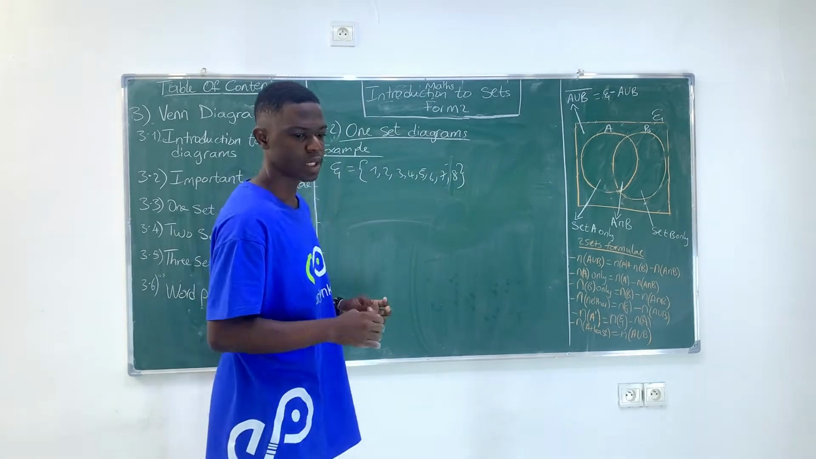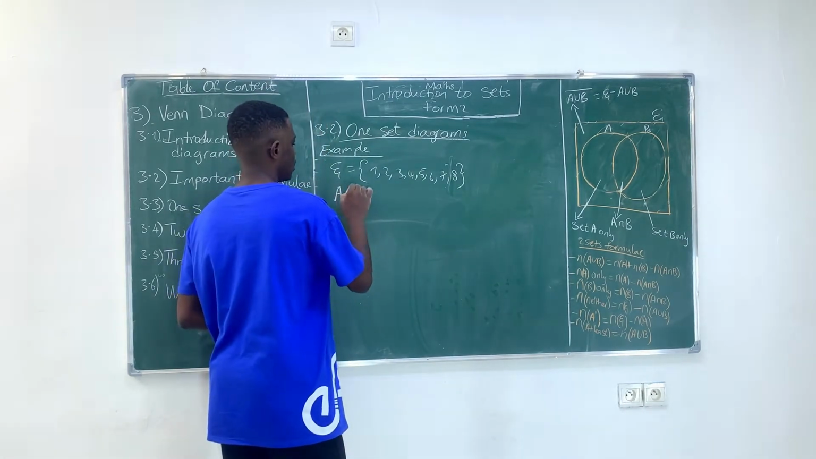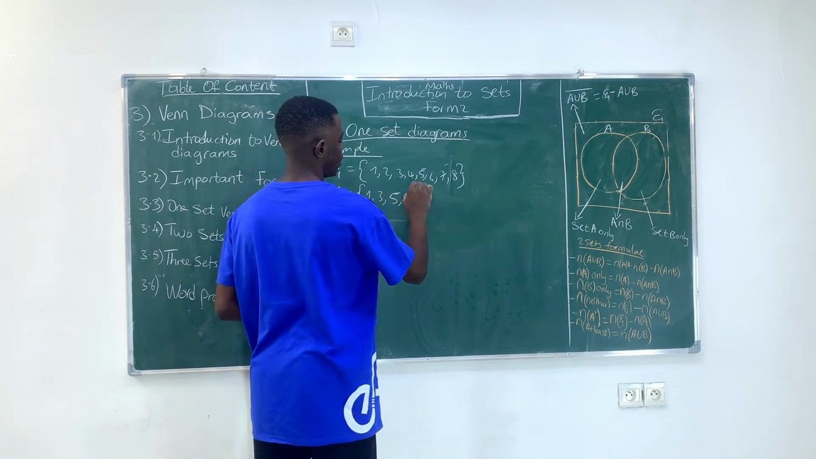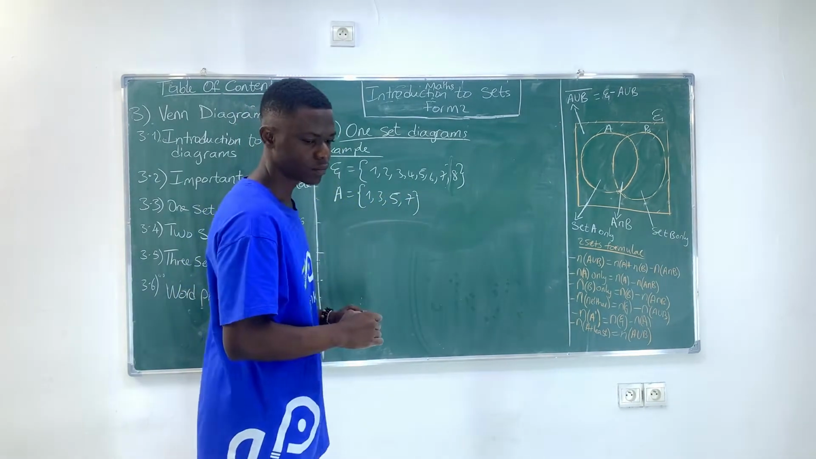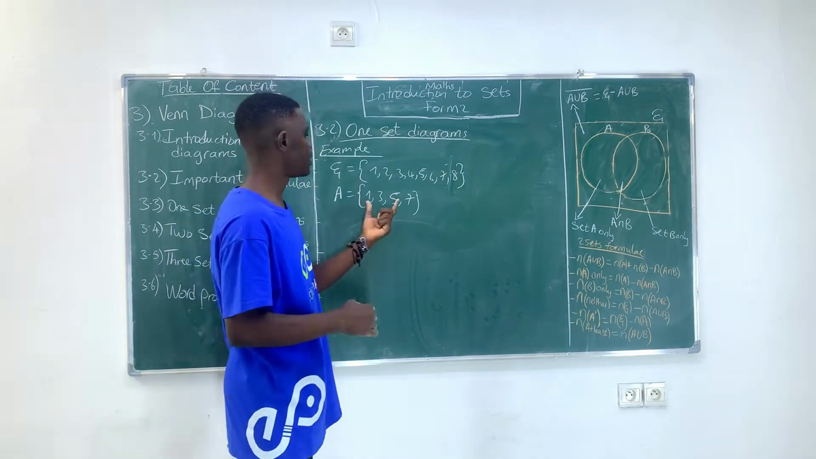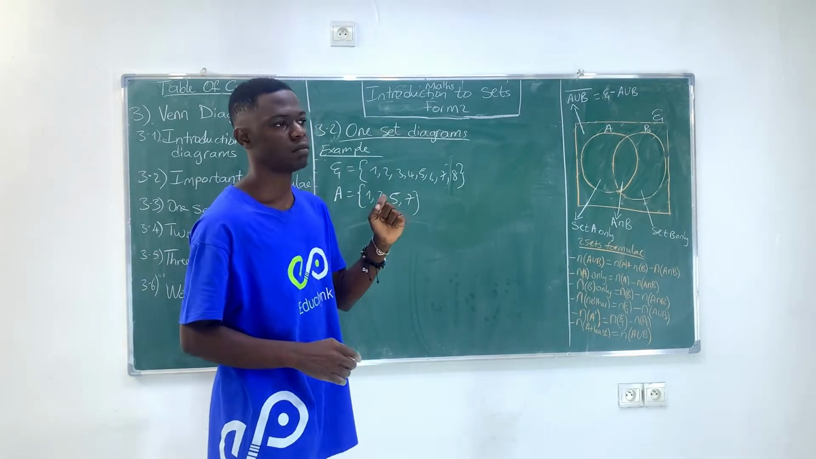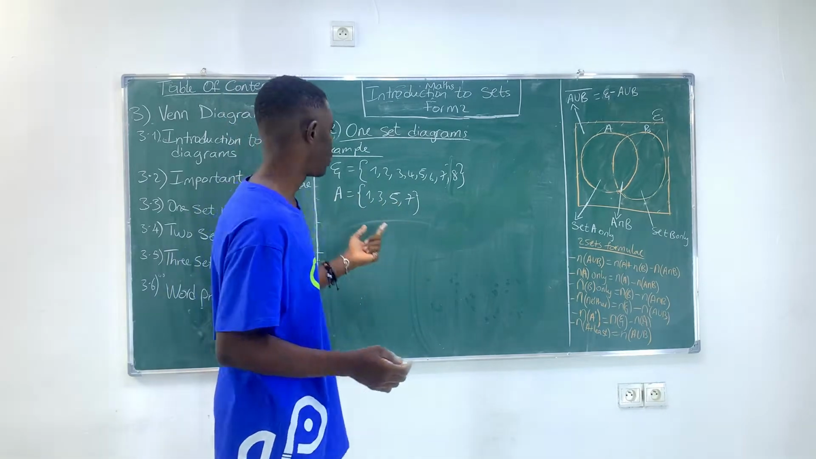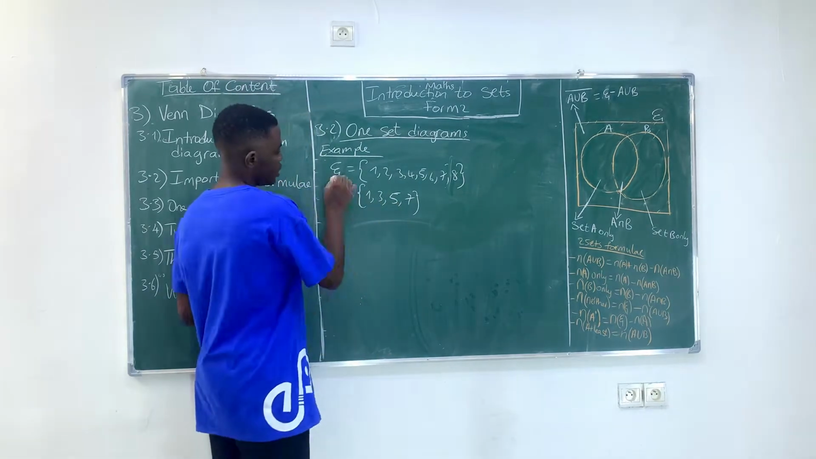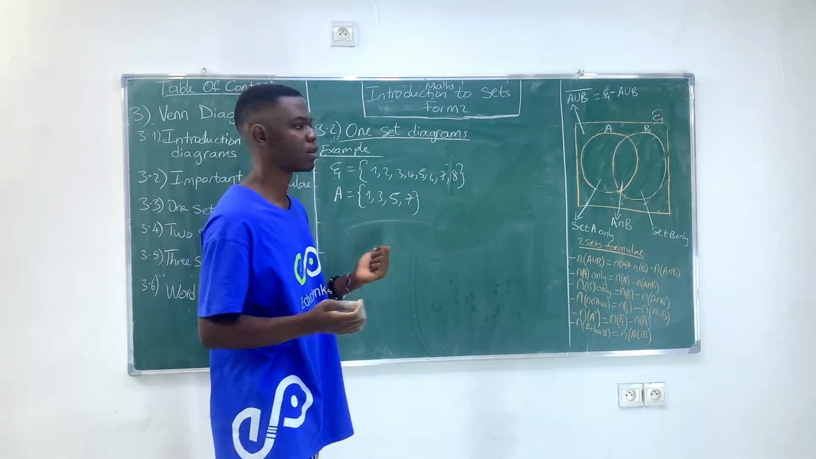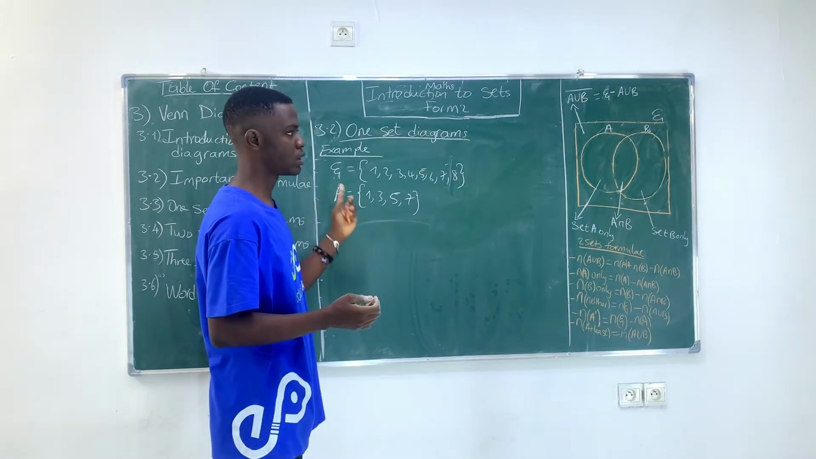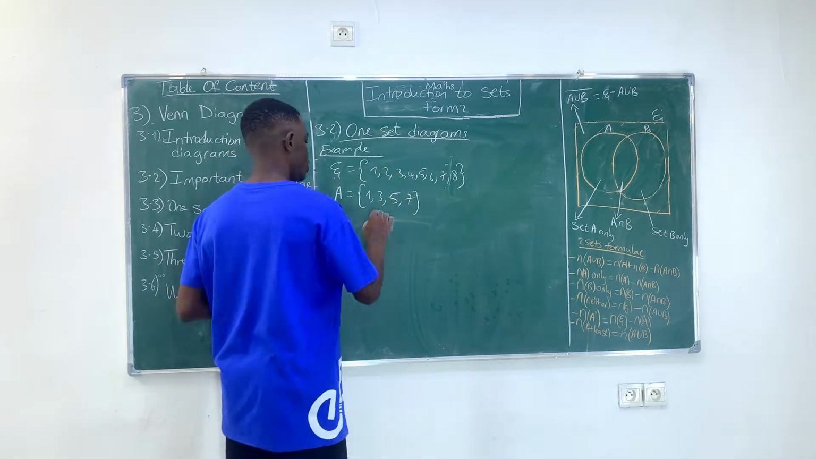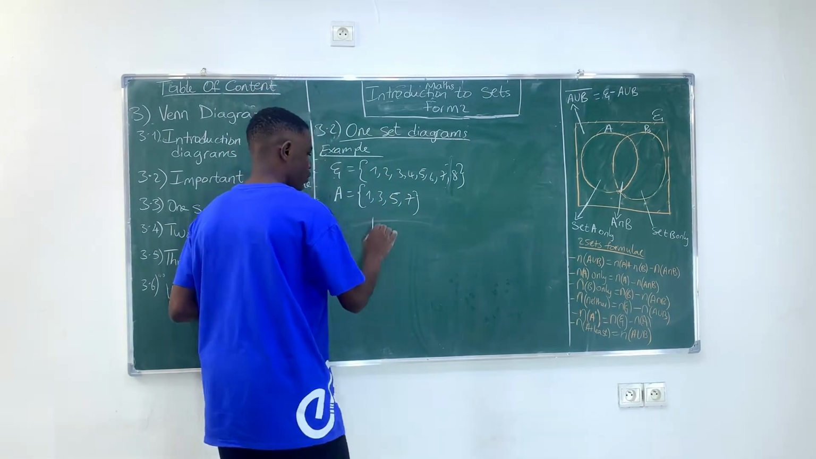And we have our set A: 1, 3, 5, 7. So how do you represent this on a Venn diagram? Is it going to be a one-set Venn diagram or a two-set Venn diagram? When you see just this, you know it is a one-set Venn diagram, because there are just two sets, which are the universal set and the main set. So how do you represent this on a Venn diagram?